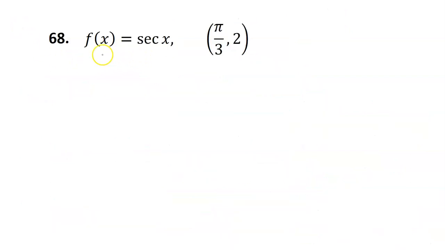Okay, let's find the tangent line for this function at the point pi over 3 comma 2. So we have a point, but we need the slope. Let's find the derivative so we can find the slope. We have memorized that the derivative of secant is secant tangent.